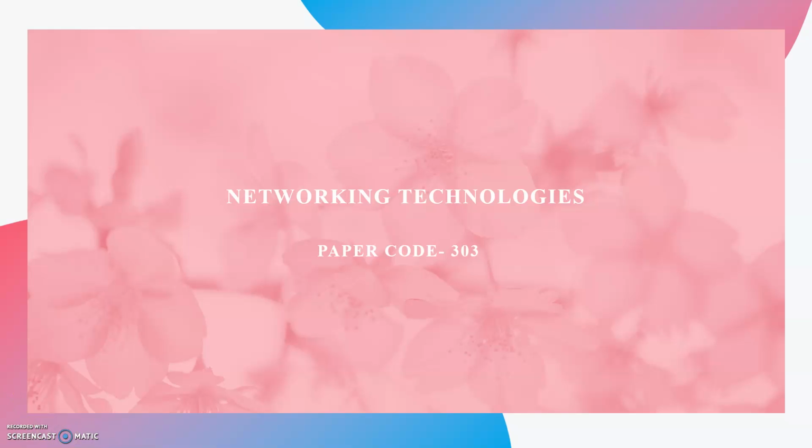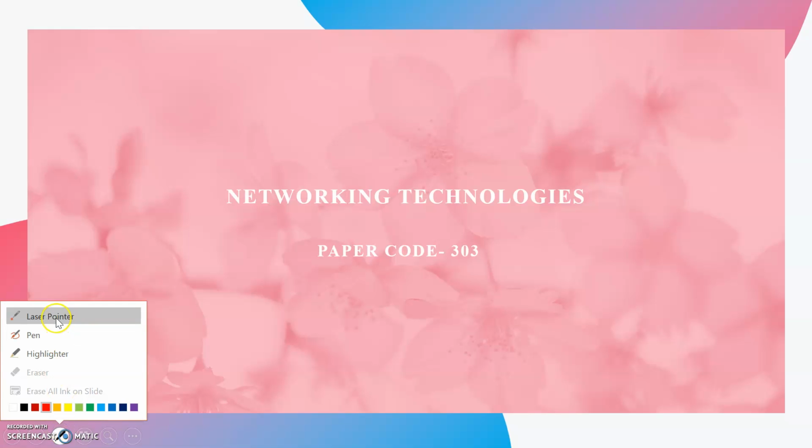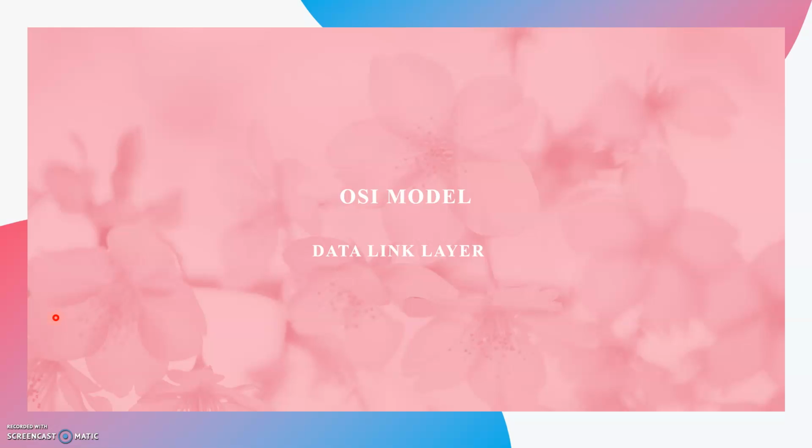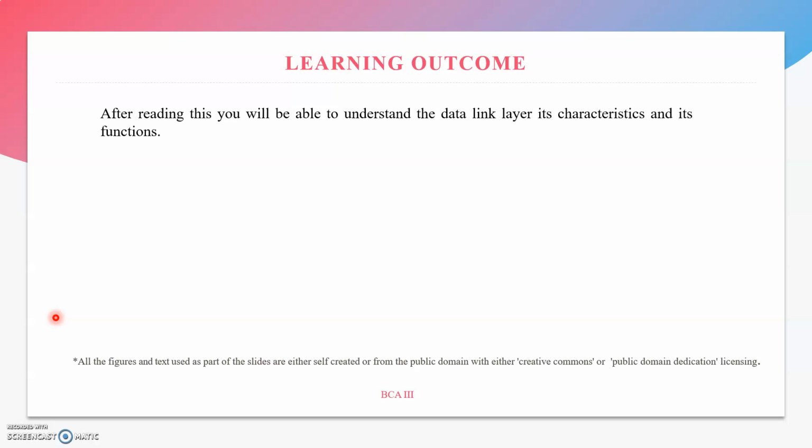Welcome again, all viewers. We are here to discuss the paper Networking Technologies, and the topic is the OSI model and the second layer of the OSI model, that is the data link layer. After reading this lesson, you will be able to understand what the data link layer is, what its characteristics are and what its functions are.